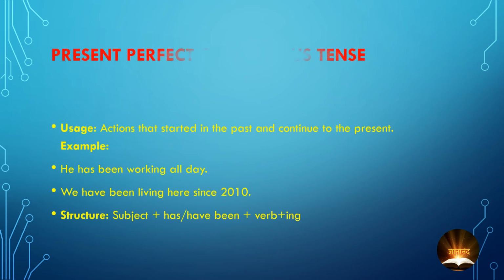Present perfect continuous tense. We use this tense for actions that began in the past and are still continuing. For example, he has been working all day, or we have been living here since 2010. The structure includes has been or have been and the verb ending in ing.